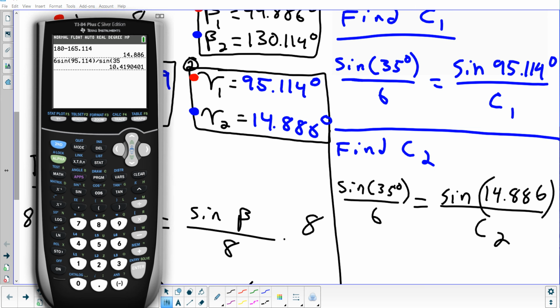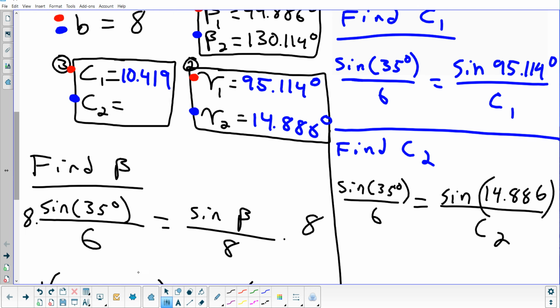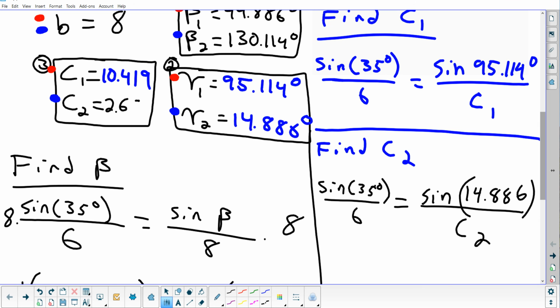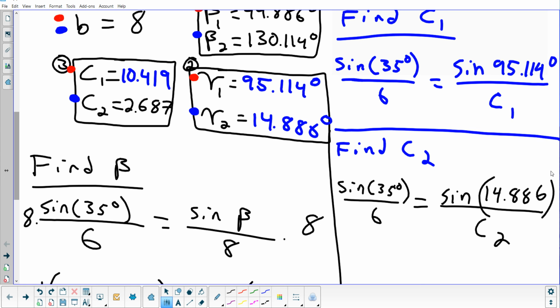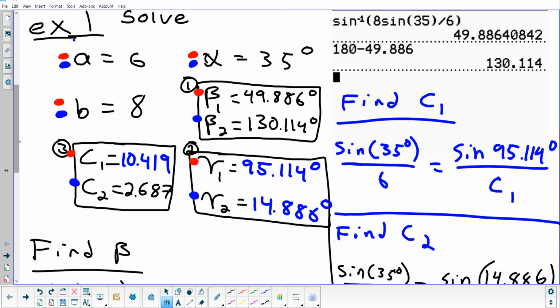Okay, cross multiply, and we'll have our answer for C2. And then we're done. So 6 sine, change this to 14.886, and we're still dividing by sine 35, so that's good. 2.687. And that's the law of sines where it's a two-solution case. I don't really think it's harder, I think it's longer because you have to do everything twice. But any questions on any of the steps we had there?